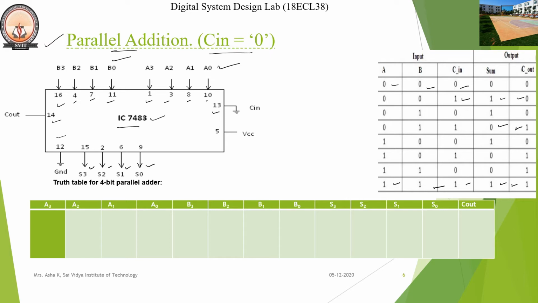Now consider our input, say A is equal to 0111. This number in decimal is 7. Consider another number, say B is equal to 0111. The addition of this 7 plus 1, as we all know, is 8.